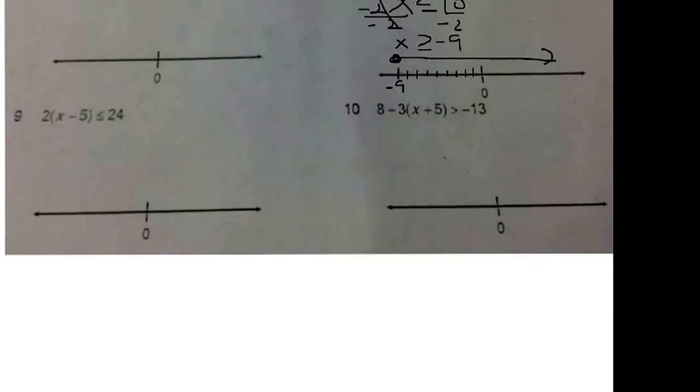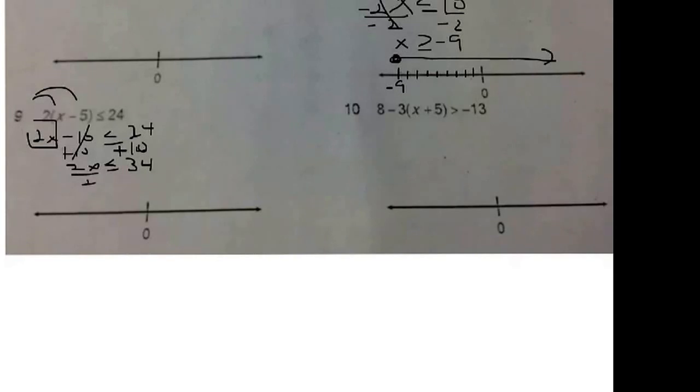On number 9, we see parentheses, so we got a double rainbow. 2 times x is 2x. 2 times a negative 5 is negative 10. Bring down everything else. Box it. Plus 10, plus 10. 2x is less than or equal to 34. Divide by 2, divide by 2, and I'll write it up here. X is less than or equal to 17.